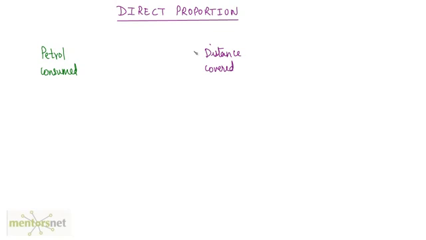So the more distance you cover, the more petrol is needed, the more petrol is consumed, right? So if this is the case in which both the quantities increase, that means if one quantity increases, the other quantity has to increase. In such cases, we say that these two quantities are in proportion, in direct proportion. So petrol consumed is directly proportional to the distance covered.